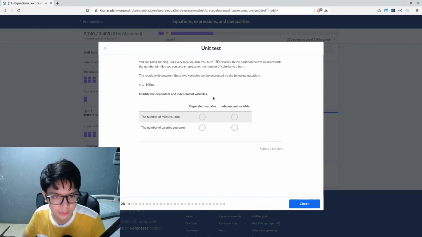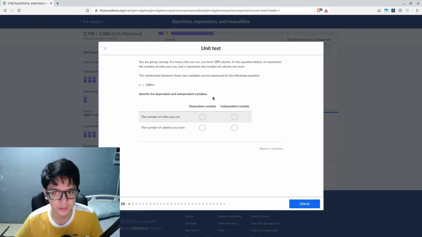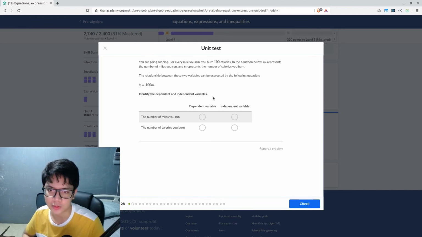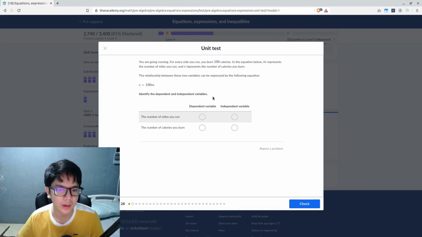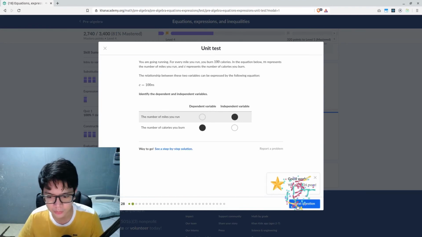You're going running. For every mile you run, you burn 100 calories. In the question below, M represents the number of miles you run, and C represents the number of calories you burn. Okay. The number of miles you run is independent, and the number of calories you burn is the dependent variable.